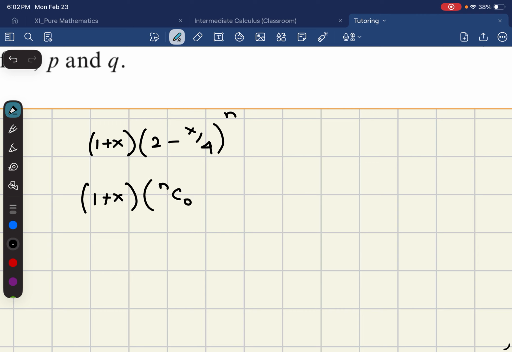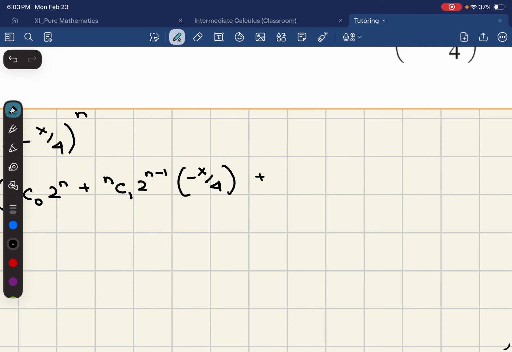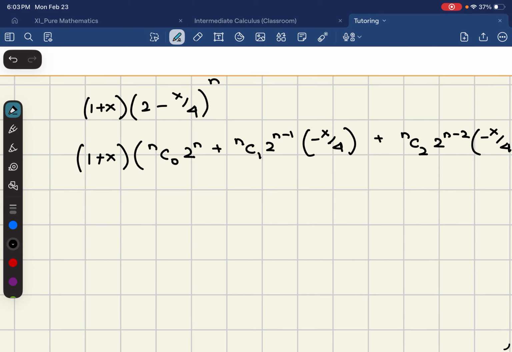So we have nC0 times 2 to the power n, plus nC1 times 2 to the power n minus 1, and I have minus x divided by 4 to the power of 1. And finally, I have nC2 times 2 to the power n minus 2, and minus x divided by 4 to the power 2, and on and on. And now let's simplify what I have inside my bracket. So nC0 is just 1, so that is just 2 to the power n, plus nC1 is just n, and I have 2 to the power n minus 1, and I have negative x by 4.